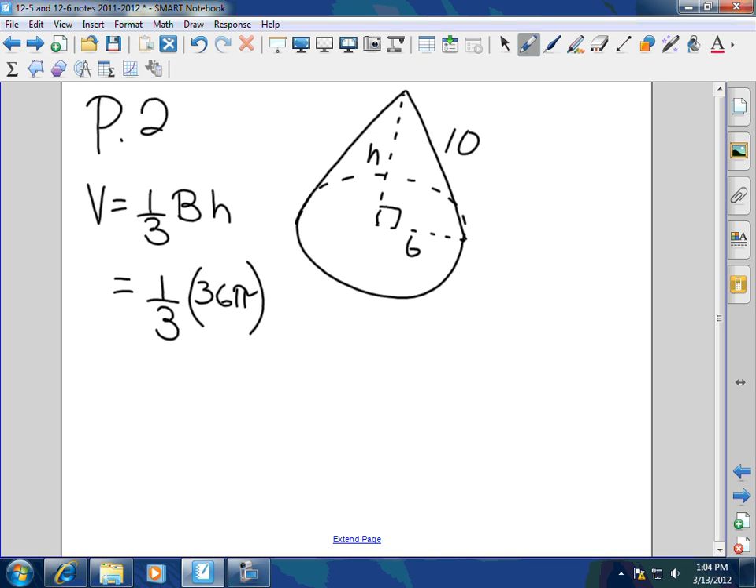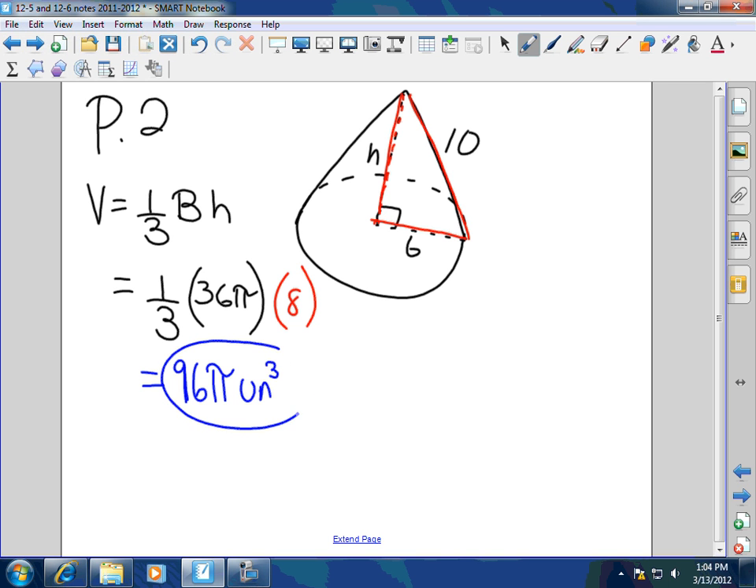Here we're looking for the actual height, which is going to be 8 because this is a 3, 4, 5 triangle times 2, so that's times 8. So that's going to be in total 12 pi times 8, so 96 pi units cubed. Does that make sense, everybody?